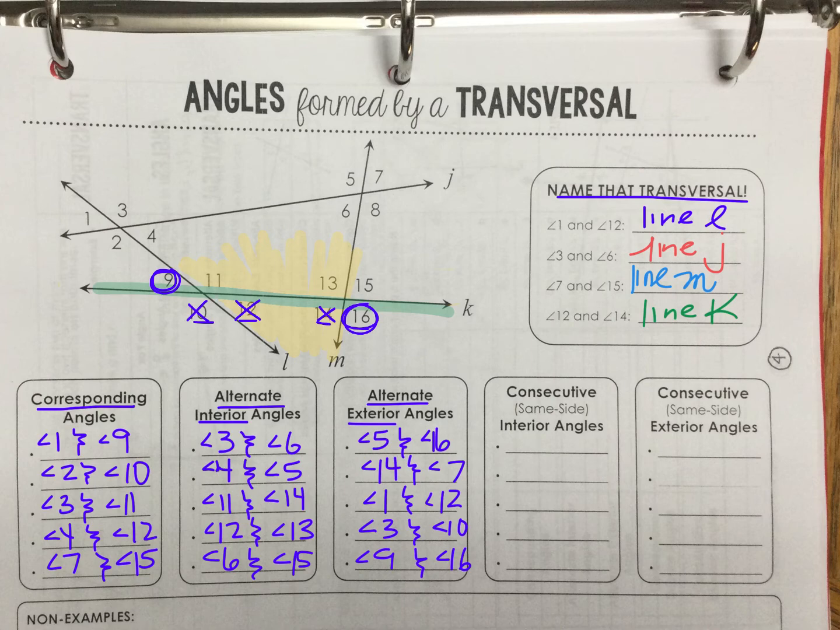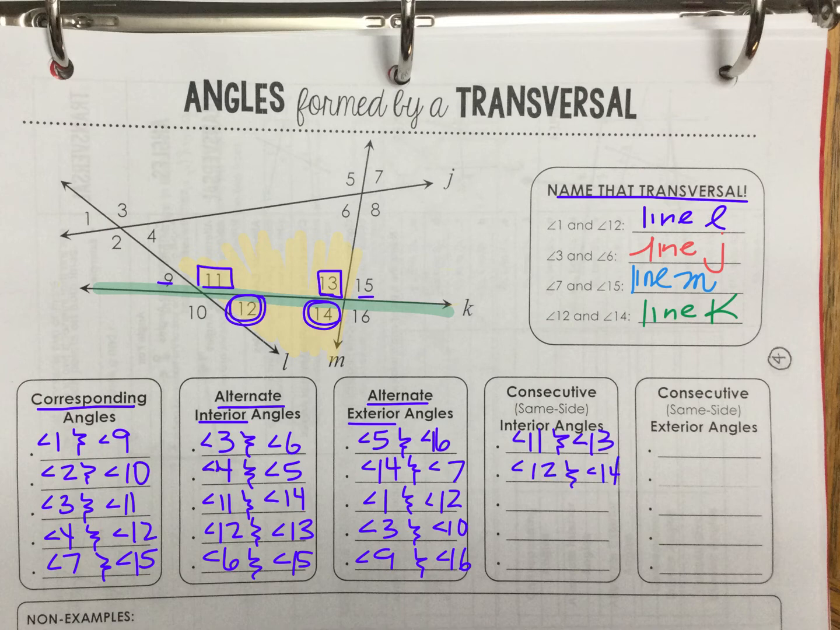Now we'll find consecutive interior. I'm going to use the same transversal. So consecutive interior. So I'm going to use 11. Consecutive interior means same side of the line. So it could be 9, 13, or 15. Interior means inside. Well, 13 is the only one of those that's inside. If I use 12, his partner would be 14.